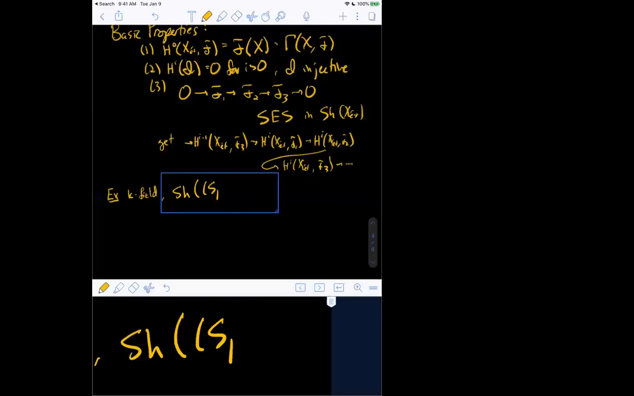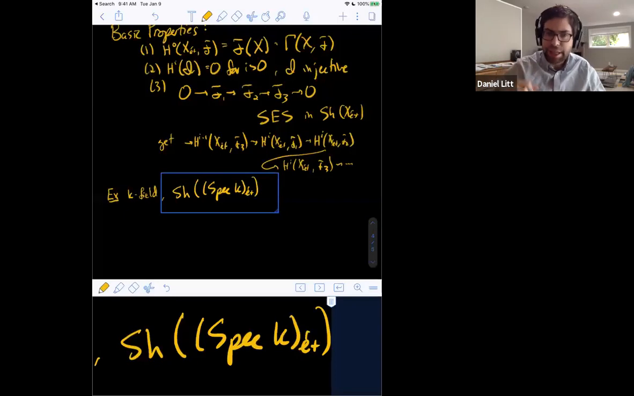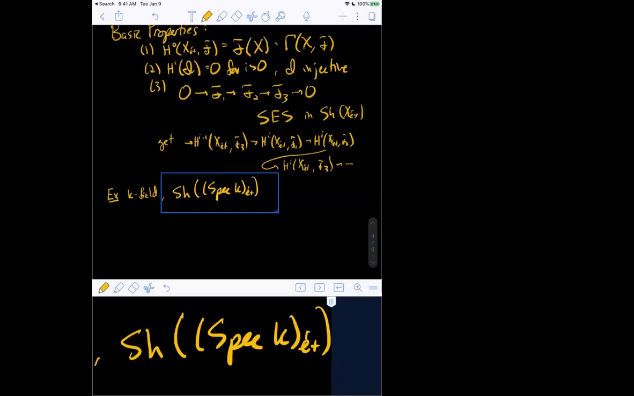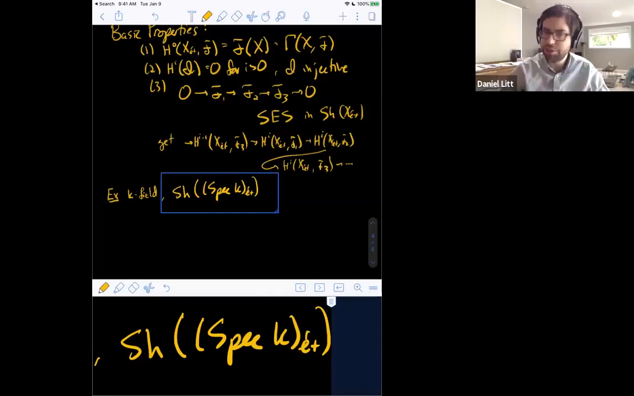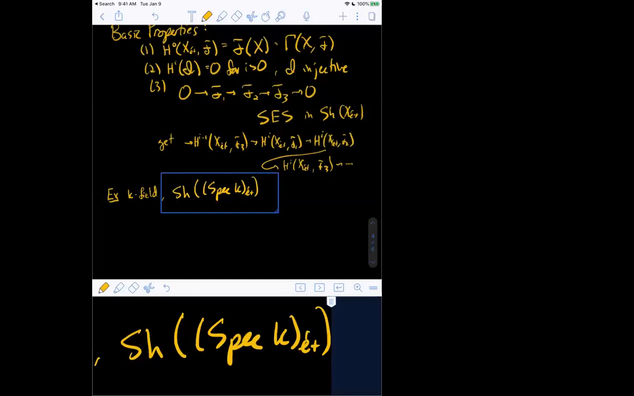Last lecture, I think I talked about it in the case where K is algebraically closed. I don't think I talked about it in general. So in the case where K is algebraically closed, it's just the category of abelian groups, if we're talking about abelian sheaves.